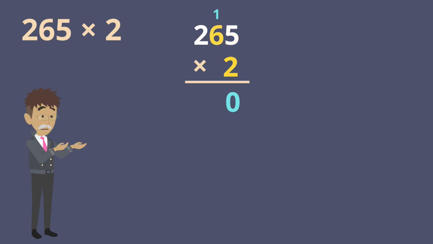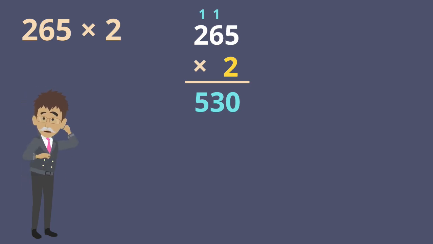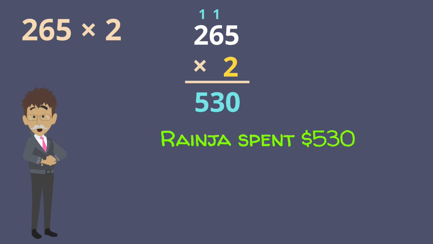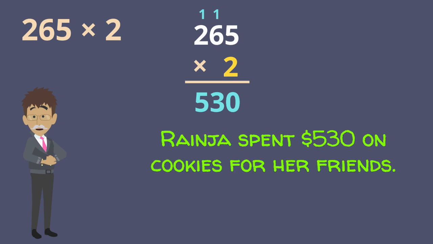Then 2 times 6 is 12. I add the carried 1 to get 13. I write the 3 in the tens position and must carry the 1. Next, we have 2 times 2, which is 4. I add the 1 I carried from the previous position for a total of 5. This goes in the hundreds position. I have multiplied the 2 by each digit in the other number, so we're done with multiplying. That means Rania spent $530 on cookies for her friends.